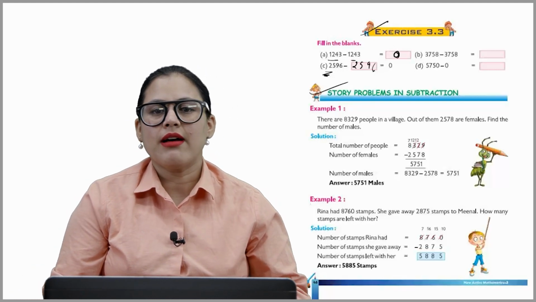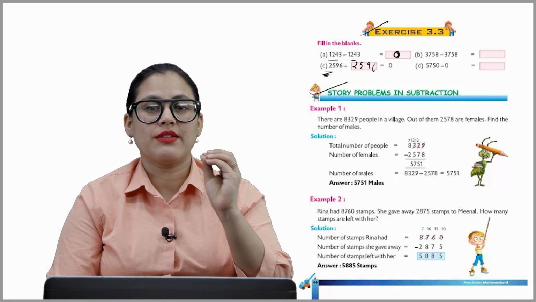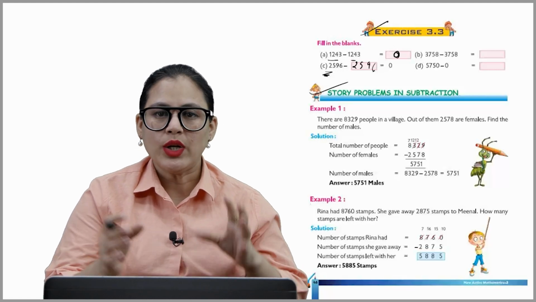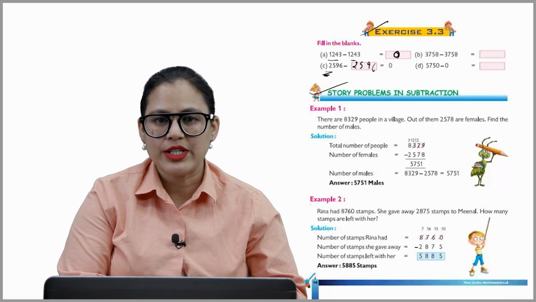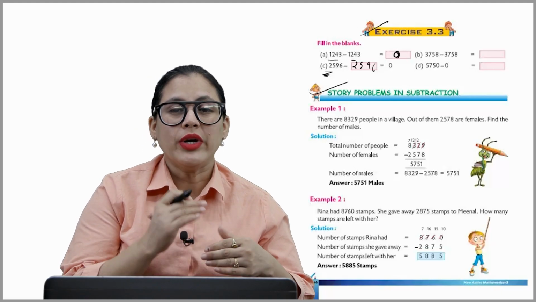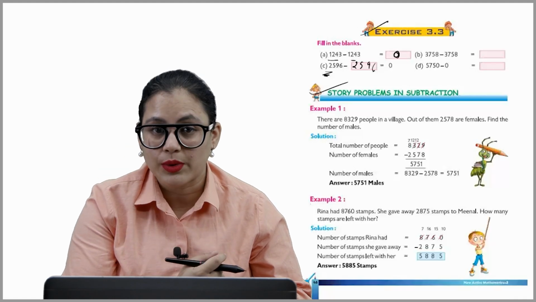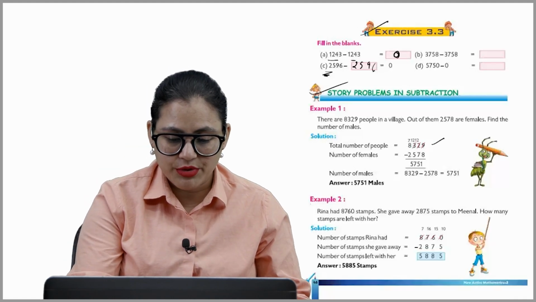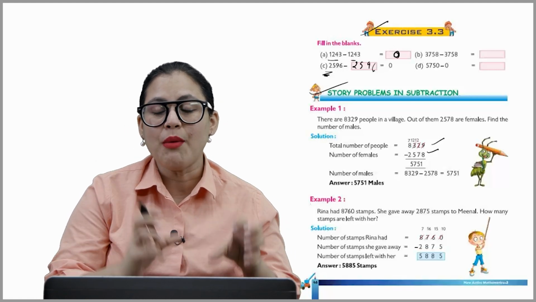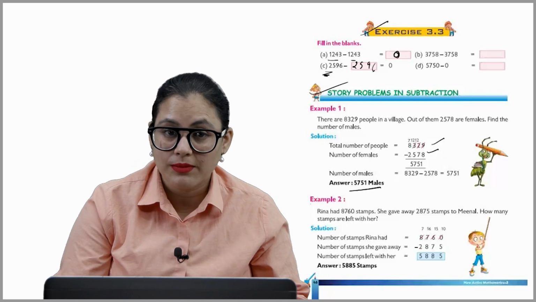Example 1, there are 8,329 people in a village. Out of them, 2,578 are females. Find the number of males. So, we know the total number of people in a village. We know the number of females. Now, we have to find out the number of males. How will we do that? We will subtract the number of females from the total population of the village. Okay. Total number of people minus number of females, and when we subtract these two numbers, we will get the number of males. Okay. So, the number of males are 5,751.